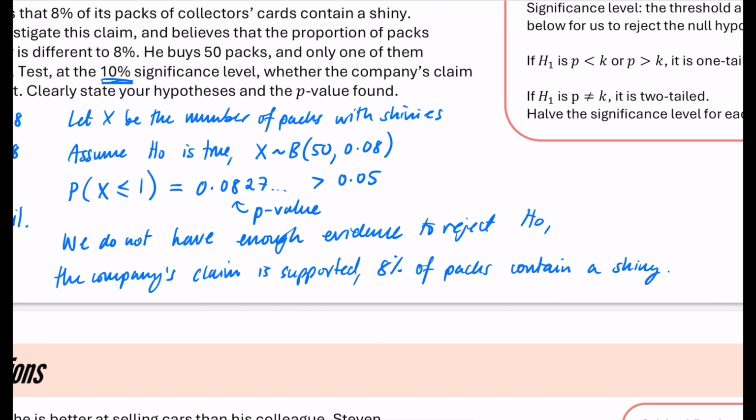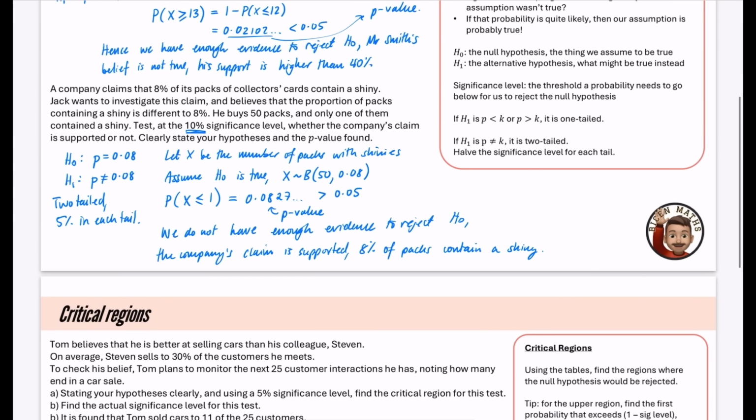So kind of surprising outcome, because 1 out of 50 feels incredibly low, but because of this random variation, unfortunately, Jack got 50 packs and he just got incredibly lucky, okay? 1 or 0 out of 50 is 8%, which is more than the significance level. So although it's very, very unlucky, it doesn't actually give us enough evidence to reject the company's claim.